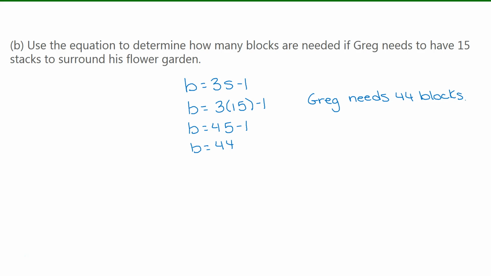Now this is just a little side note here. If you are asked to write an expression as opposed to an equation, you would just need to write 3s minus 1, because expressions do not have equal signs. So the equation would be b equals 3s minus 1, but the expression is just 3s minus 1. So it's like you can forget the equal sign and the other variable when you're writing the expression.